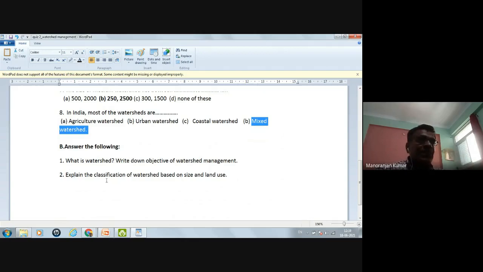Also, explain the classification of watershed based on the size. On the basis of size, the classification is small watershed, medium watershed, and large watershed. Also, you have to classify watershed based on land use. On the basis of land use, the other types of watershed are agricultural watershed, mountainous watershed, urban watershed, desert watershed, coastal watershed. These are the types of watershed on the basis of land use.